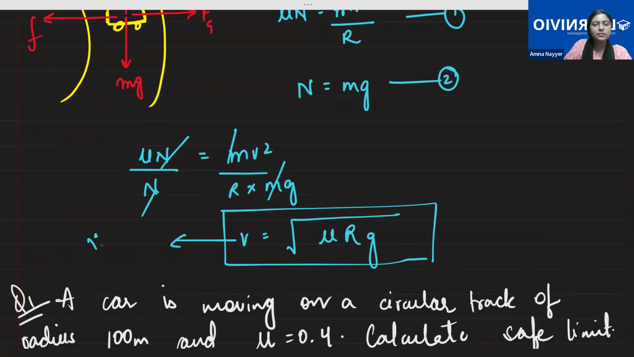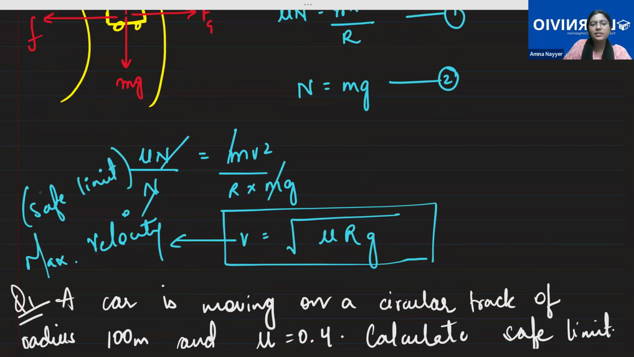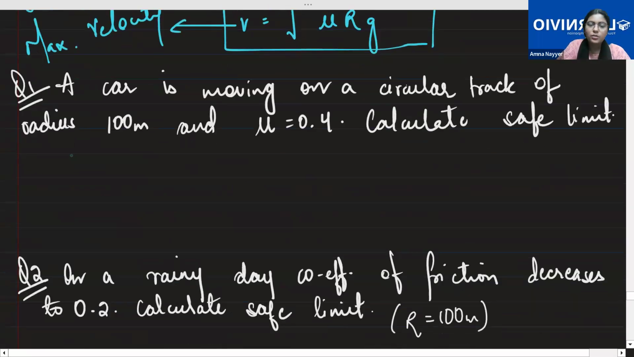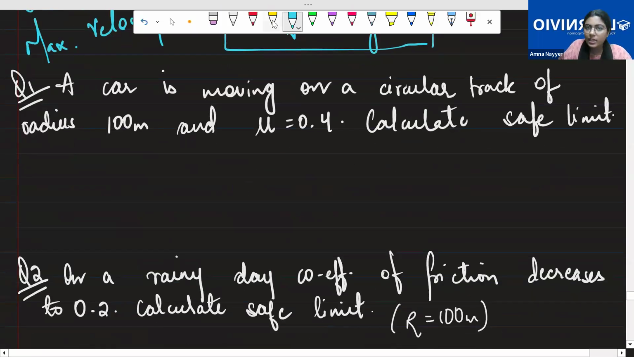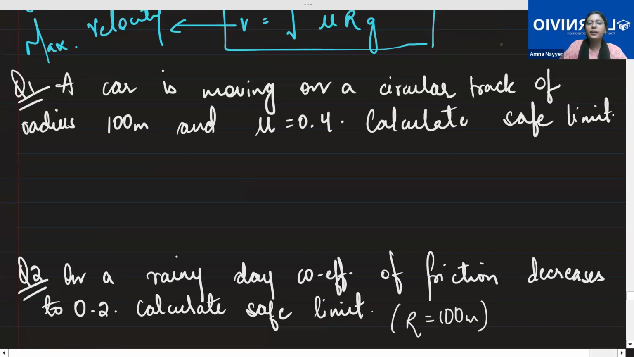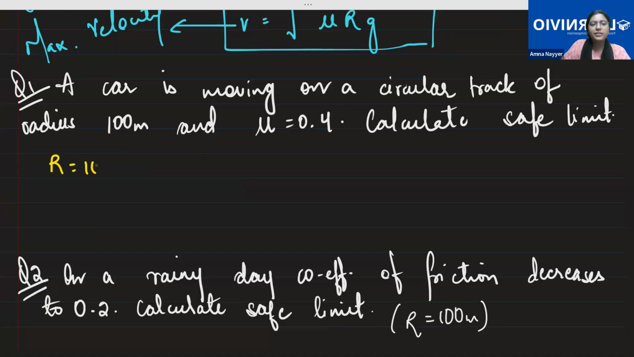This is the velocity. In fact, this is the maximum velocity, which is known as the safe limit. V is equal to under root mu r g. Let's look at a question. This says a car is moving on a circular track of radius 100 meter. Radius is given as 100 meter. Coefficient is given as 0.4. Calculate the safe limit. V is equal to under root mu r g.